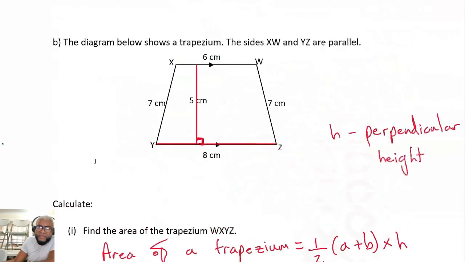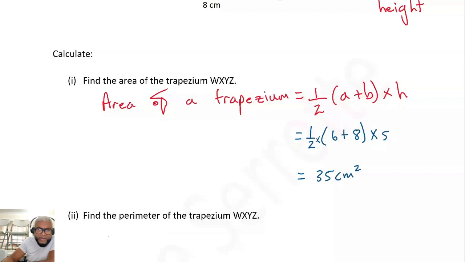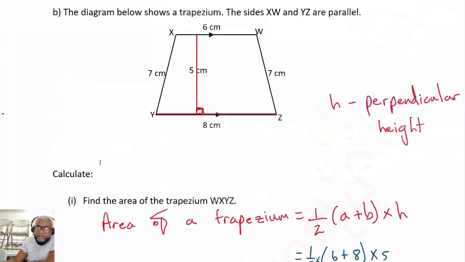Right. So next we're going to find the perimeter. Katrina, tell me the perimeter there. Is the perimeter there, Katrina? What's the perimeter? What are we adding?